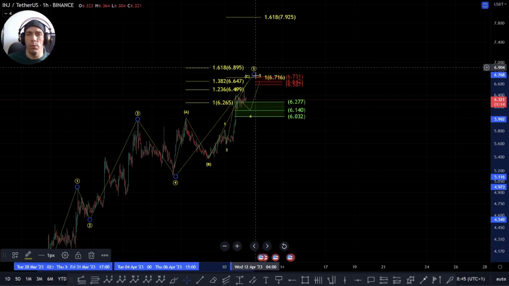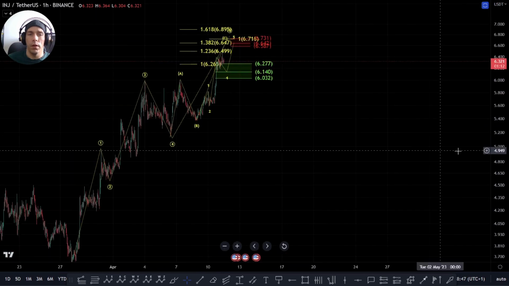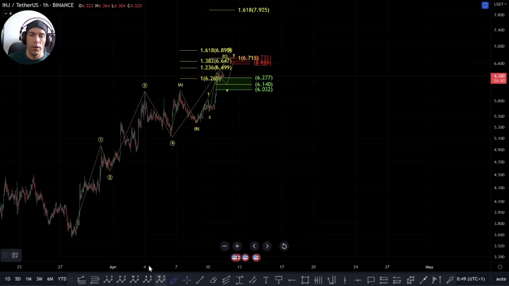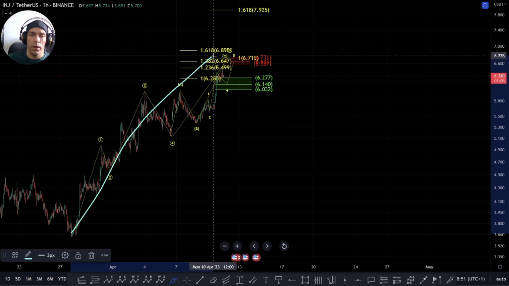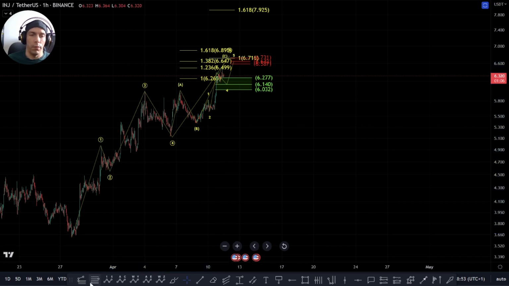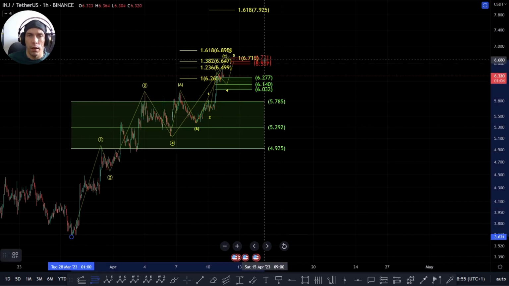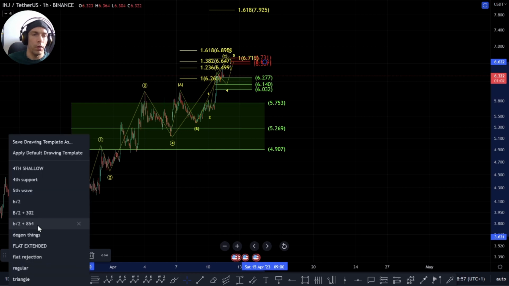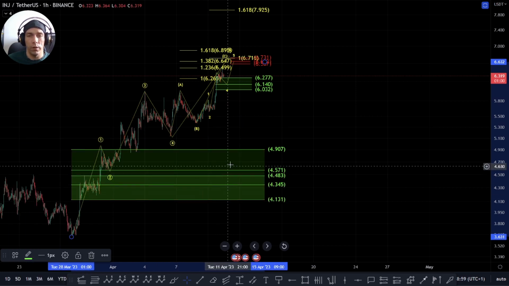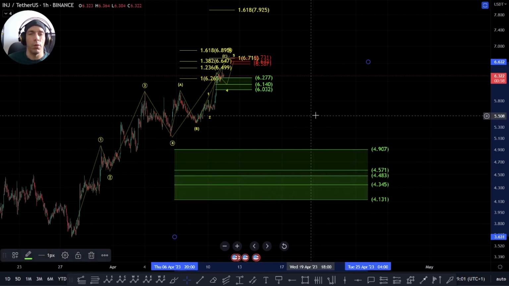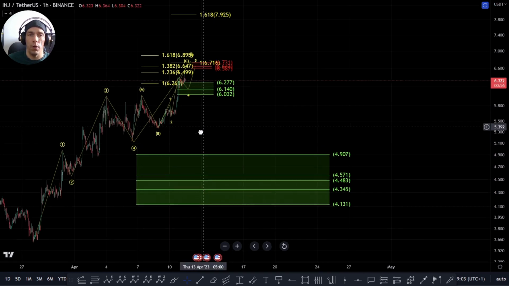If we do manage to push up into this zone, that could then indicate that we have a bigger wave one here, and then we'd be looking for that potential of coming back down and looking to find support lower down. There are other interpretations of this. Obviously, this move is developing, so we only have the information we have at hand now.